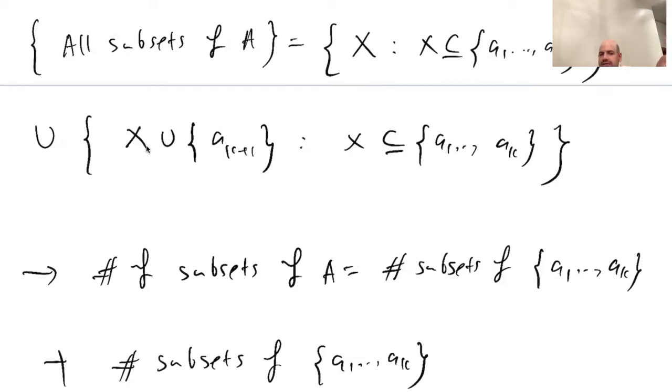The number of elements in this set is the same as the number of options that I have for X, right? Because for every option that I have for X, I have exactly one set of the form X union A_{k+1}. This part is fixed, and what is changing here is X. So the number of elements in this set is the number of options for X, and X is a subset of A1 to Ak, which means the number of subsets of A1 to Ak.